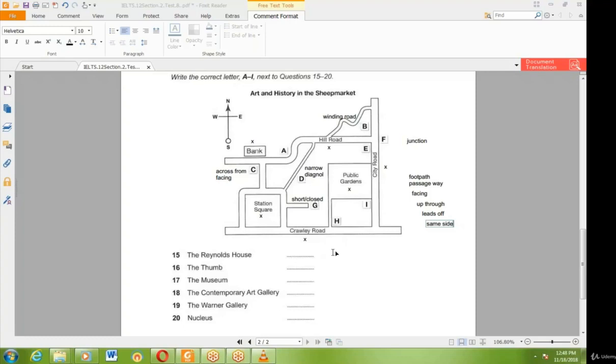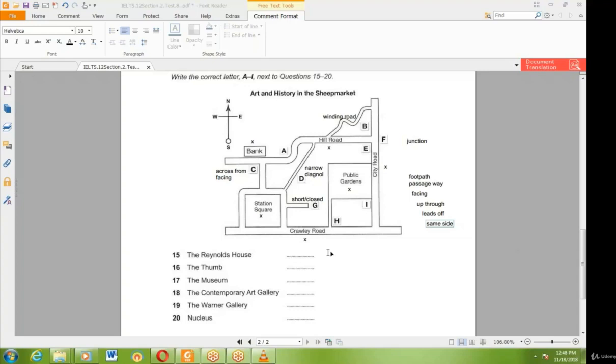Right? So, again, like I said, step one is put in your memory where Hill Road is. Put in your memory where City Road is. Put in your memory where Public Garden is, where Crawley Road is, where Station is, where the bank is, where the Winding Road is. Put those markers in your mind. All right? But no, they're not giving you the markers. Okay? But you've got to put those in your mind.